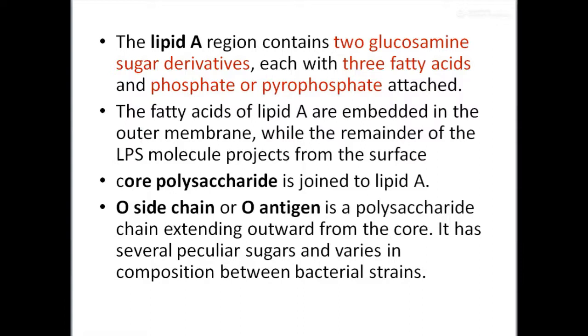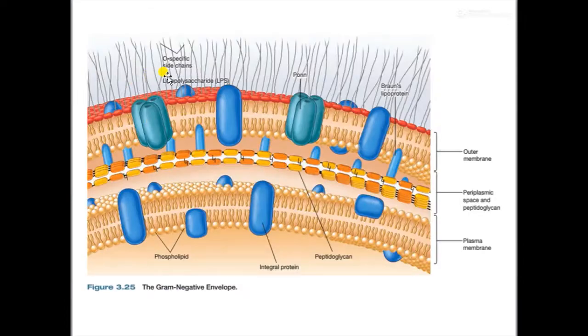The core polysaccharide is also joined to lipid A, and the O side chain, or the O antigen, is a polysaccharide extending outside from the core. You can see that it has peculiar sugars attached to it, and its composition varies between different bacterial strains. Now let me show you the structure so that you will see.